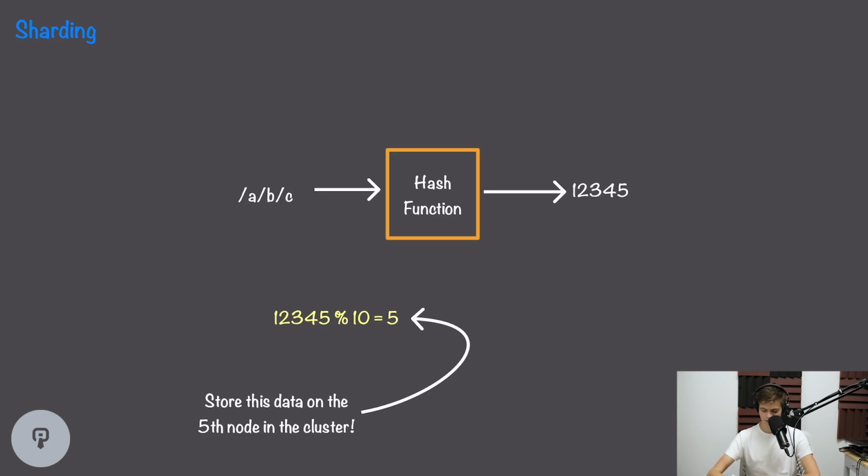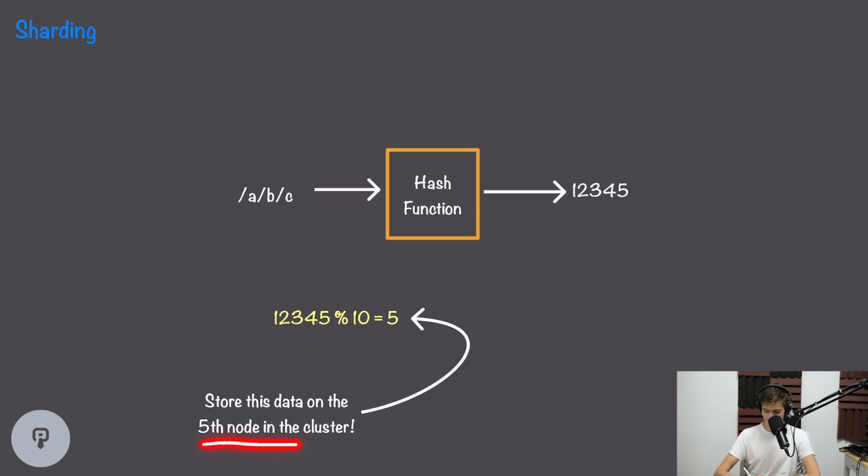So the trick with sharding is to use the key or name of the file, in this case /a/b/c, and use that to deterministically figure out what node that data should be stored on. So when we're writing data into our blob storage system, we can use a hash function on this name, and the hash function will deterministically return a number, and /a/b/c will always map to that number. We can then perform a modulo on that number. So if we have, for example, 10 nodes in our system, we get 5, so we know to store this data on the 5th node in the cluster.